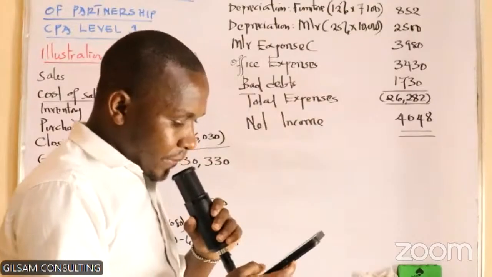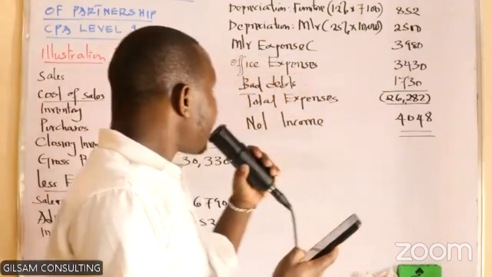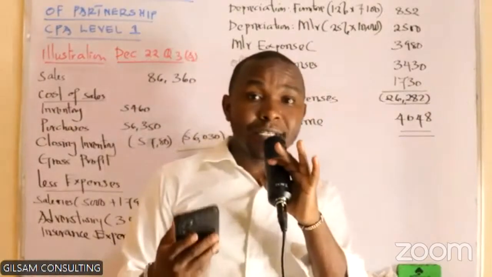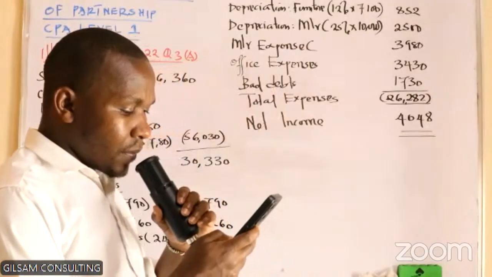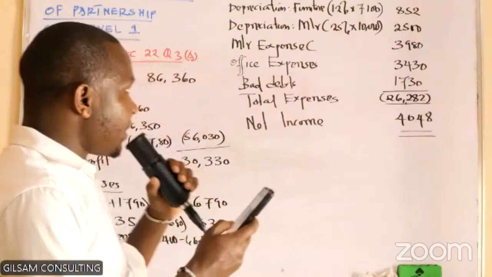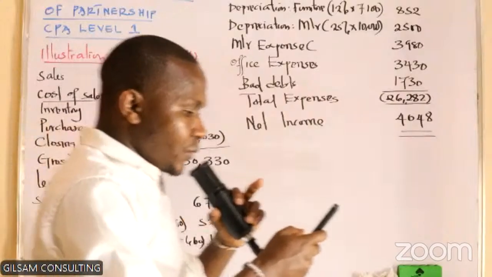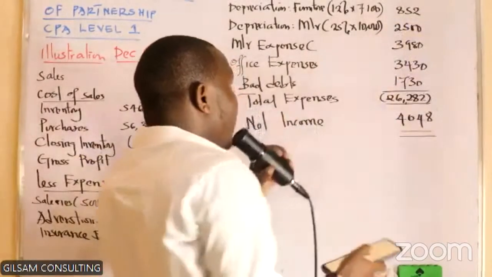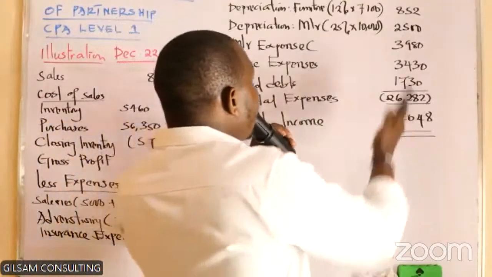And then go to note 7, depreciation is to be provided per annum on the cost as follows. We have the furniture, which is 12% on cost. So when they say on cost, you will take the rate times what? The cost of the asset. So the cost of furniture and fittings in the trial balance is 71,100 times 12%, which will give you 852. And then we have 25% of the motor vehicle, which will give you 2,500.